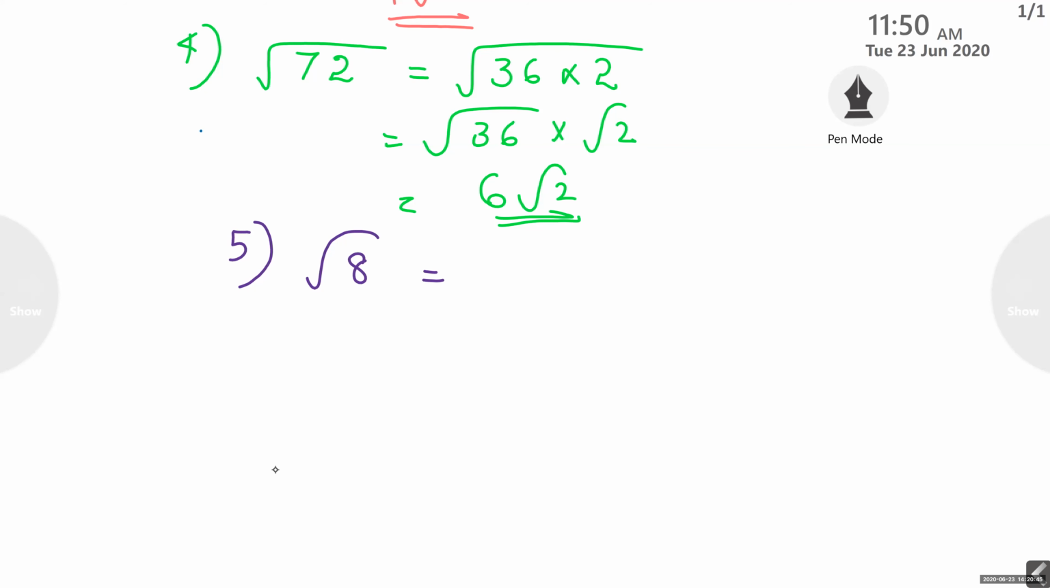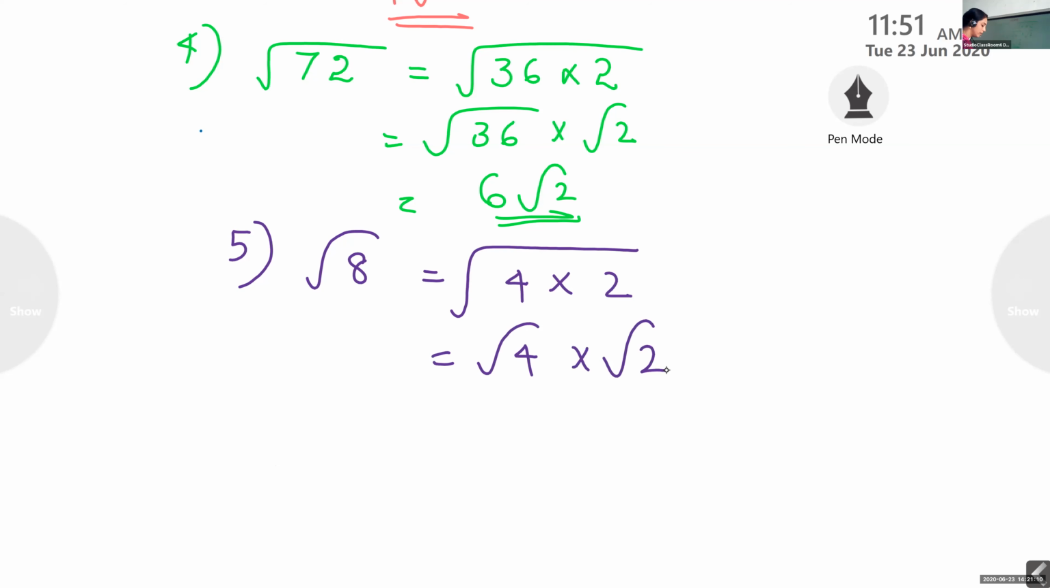2 root 2. Can you explain the steps to me? Root 4 into root 2. Root of 4 into 2. Root 4 into root 2. What is root 4? 2. So it is 2 root 2. I hope you understood this.